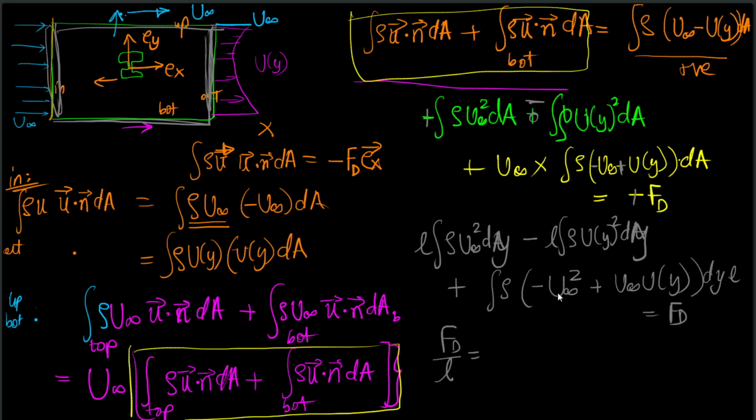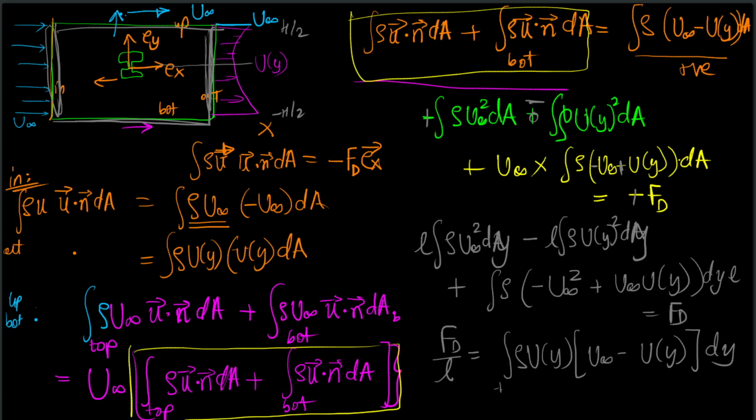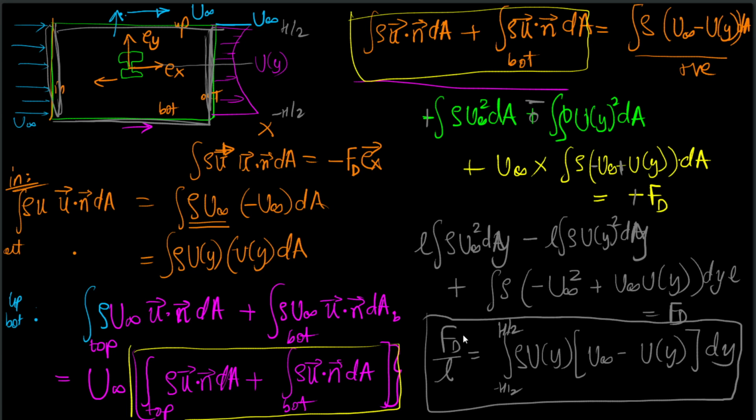So this rho u infinity square is going to cancel out, so it's going to be integral uy times u infinity minus uy dy over the height. So if I say it is going from minus h by 2 to h by 2, this is the expression for the force acting per unit length on the object.